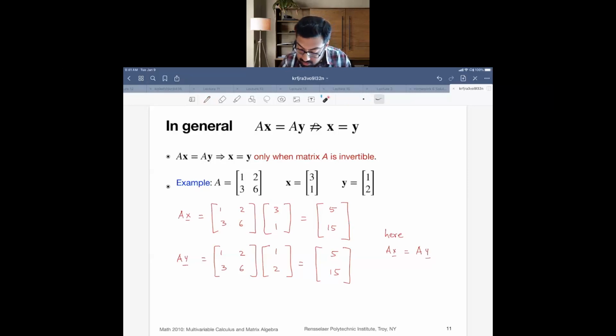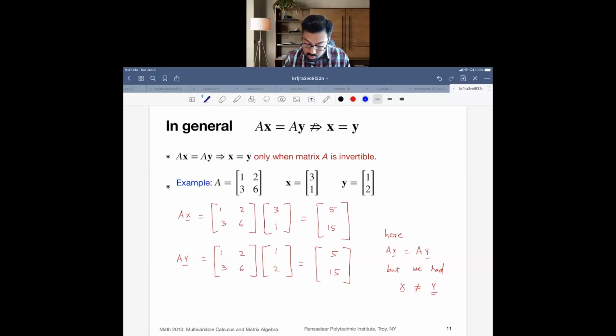However, that doesn't mean X equals Y. Clearly we had X does not equal Y. So AX equals AY, like here, doesn't imply X equals Y. Why do you think this? Why do you think that this was true?